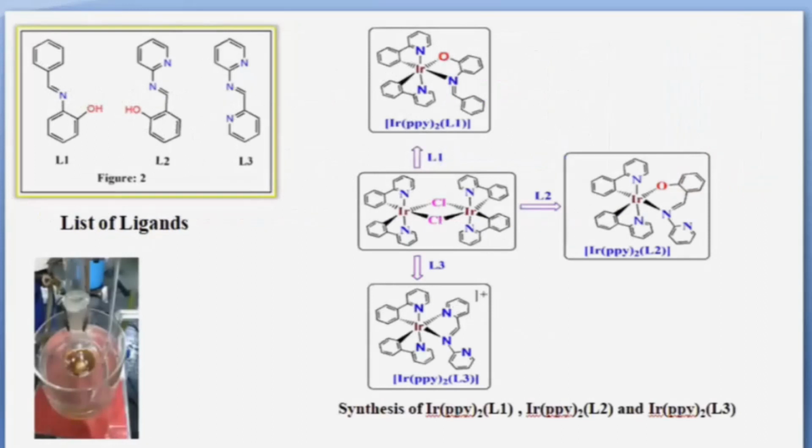Suppose this is my starting material. I reacted the starting material with the L1 type ligand. This is a simple Schiff base ligand made from benzaldehyde and 2-aminophenol. So I reacted the starting material with the L1 type ligand, and I obtained this kind of complex in which the chloro bridge cracks and the ancillary ligand binds with the iridium atom.